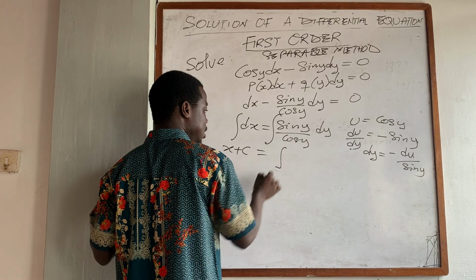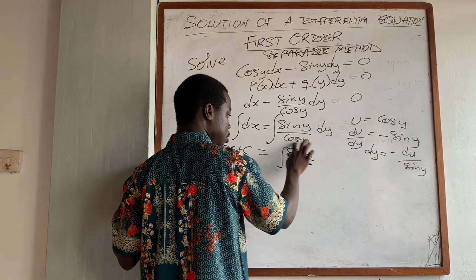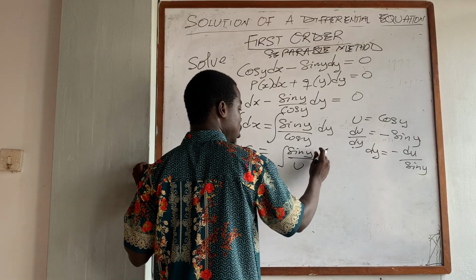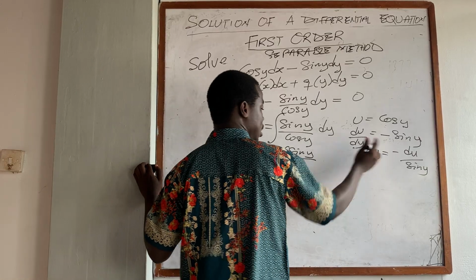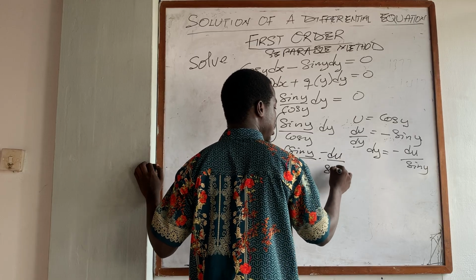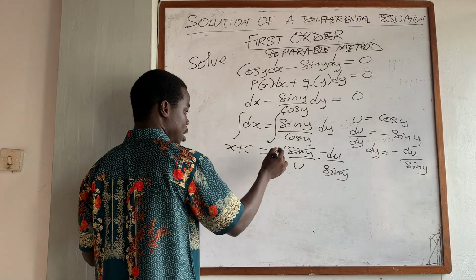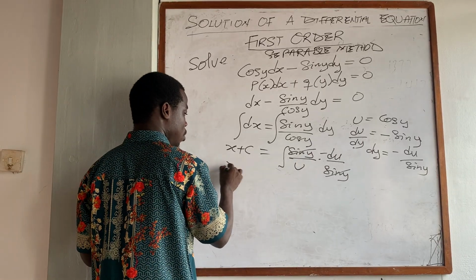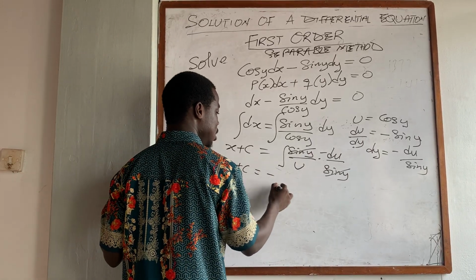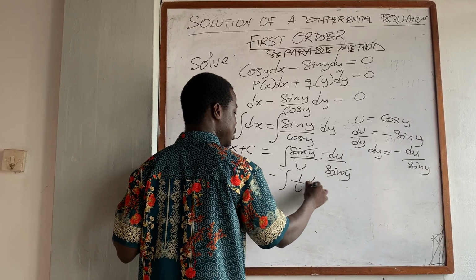So I'll get integral sine y over, I said let u be equal to this, so here will be u. Then dy, what is my dy? I said from here, dy is negative du over sine this. So this will cancel this, right? Now after that, I'll bring the negative out. So I'll get x plus c is equal to negative bracket integral 1 over u du.